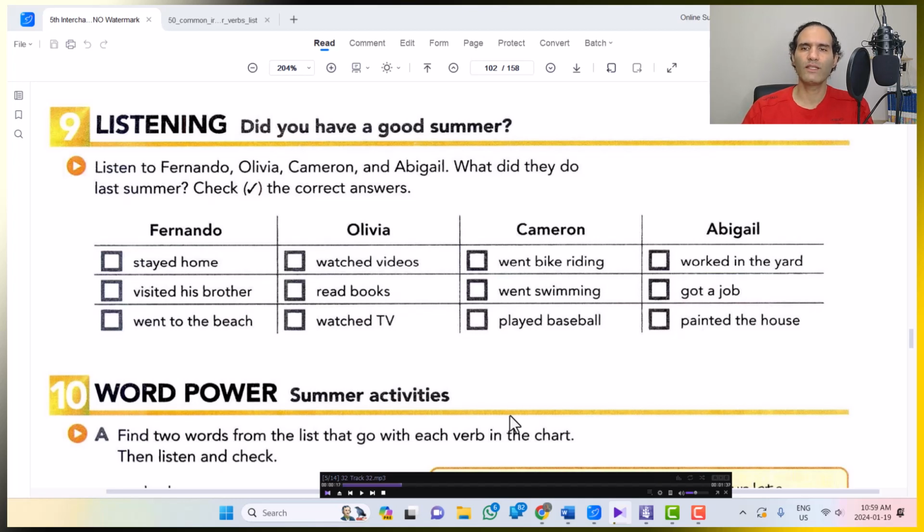Okay, so what did these people do last summer? For example, for Fernando, which of these things? Before any listening is played, your job is to take a look, scan, and see what information you are supposed to insert. For example, for IELTS test takers also, before the listening part starts, when it gives you some time to scan the questions, your job is to very quickly read, scan, and circle the keywords, and that way you can ace your listening skill.